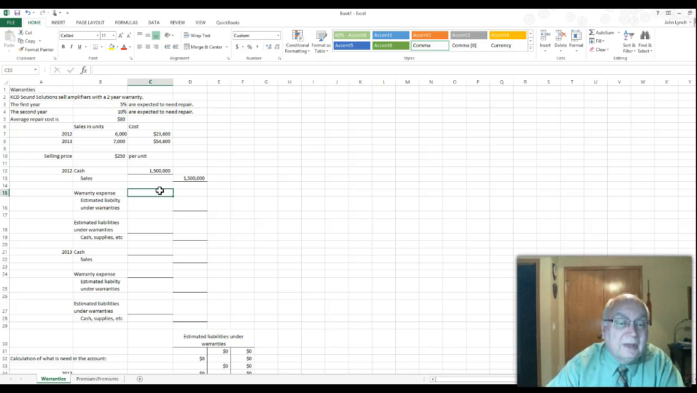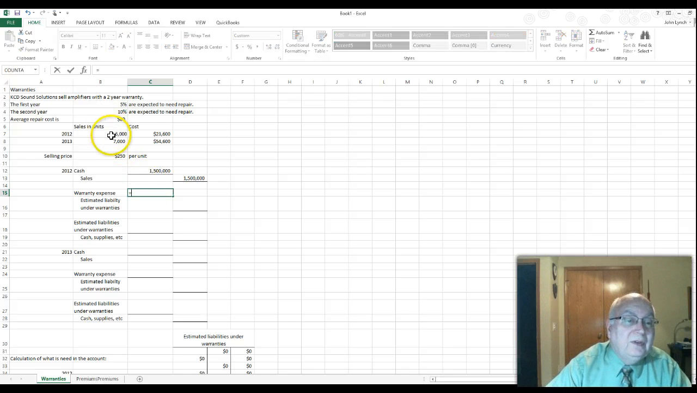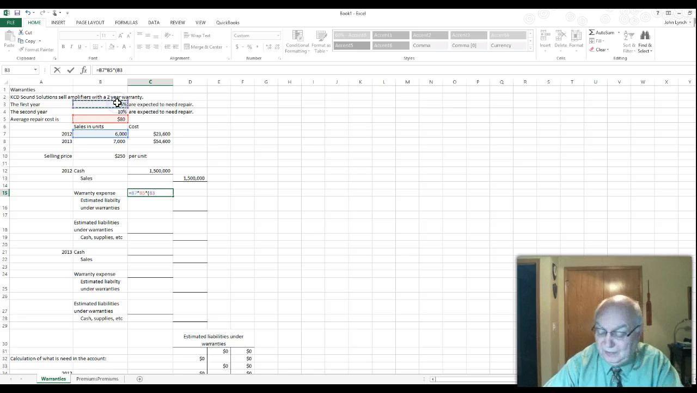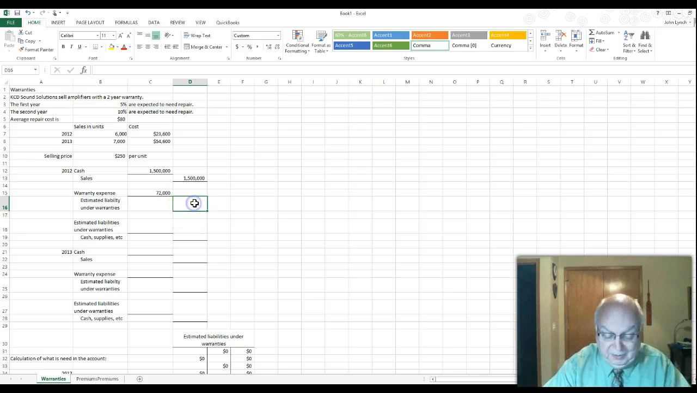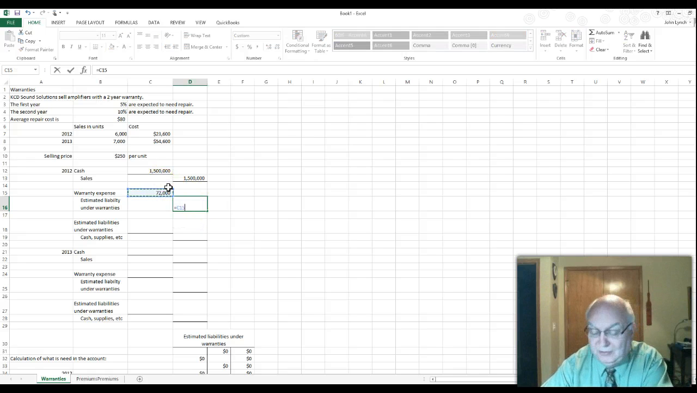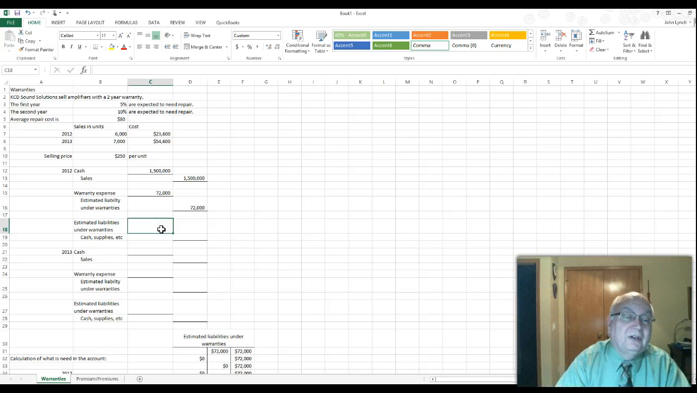So the warranty expense will equal the number of units sold times the $80 times, and here's where we have to add them up, the 5% for the first year plus the 10% for the second year, for a total of 15% coming back. That's $72,000 of warranty expense. Your journal entry would be debit warranty expense and credit estimated liability under warranties, or something to that effect, depending on what book you're using.